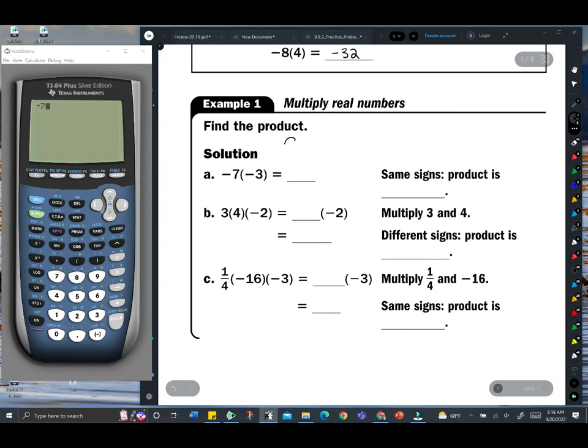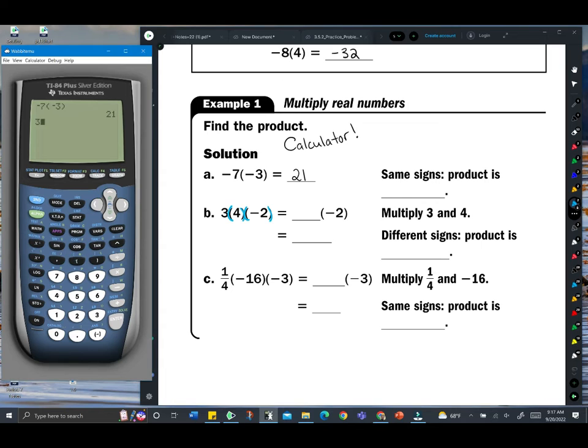For example, and really, guys, use your calculator. It's no big deal if you don't know all of your times tables. You should, but just use your calculator. Negative 7 times negative 3, again, if you put it in the calculator, positive 21. I'd recommend using those parentheses in the calculator.